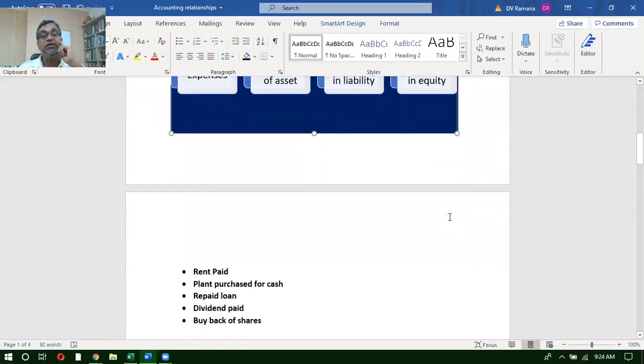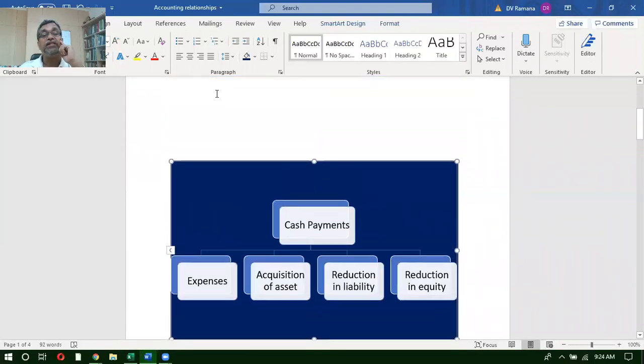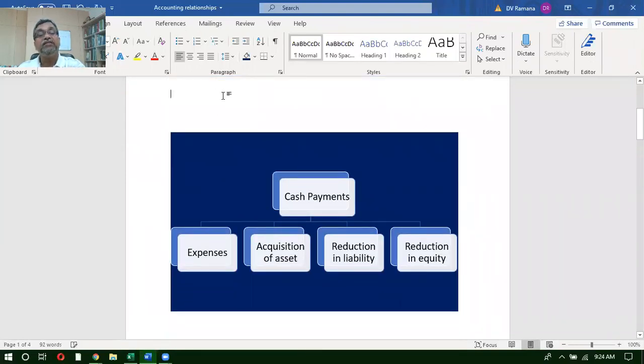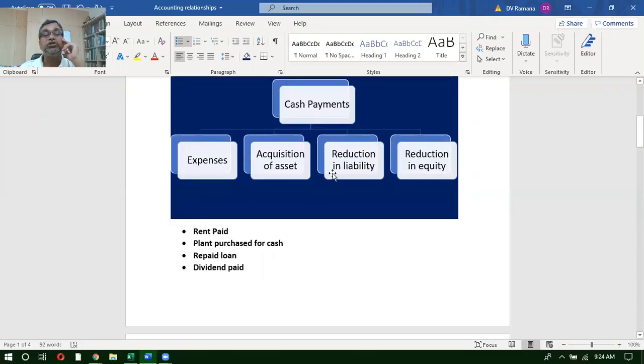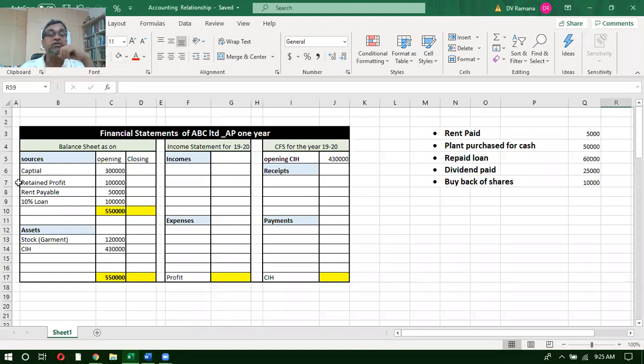For example, rent paid is a payment and is an expense. Whereas plant purchase is a cash payment, and it's an acquisition of an asset. Repayment of a loan is a cash payment and is a reduction of liability. Distribution of dividend is a cash payment and a reduction in equity. So let us see how that happens in the financial statements.